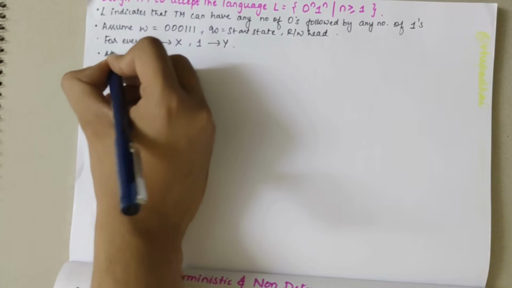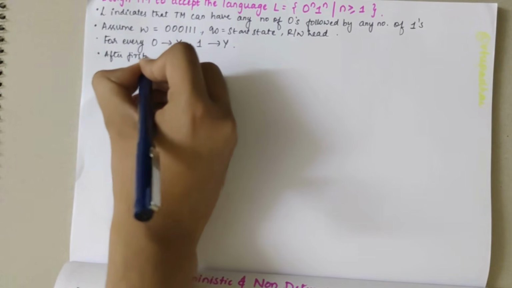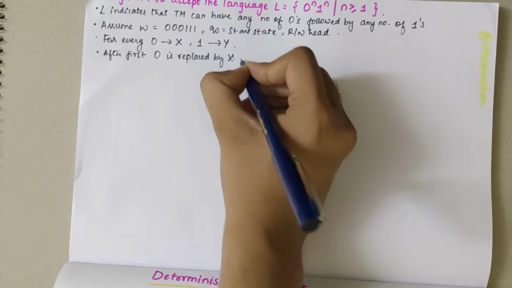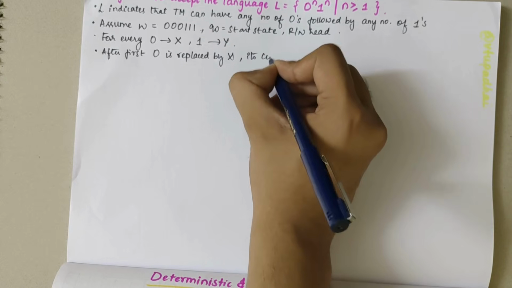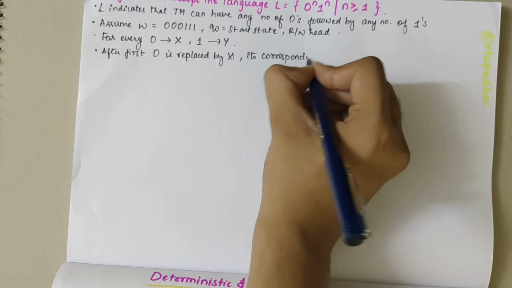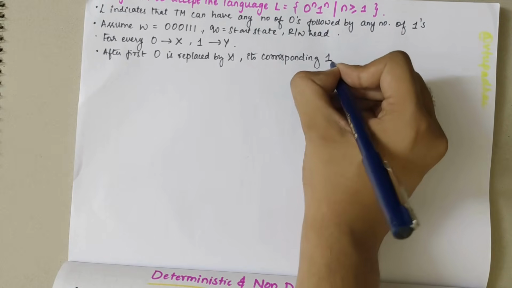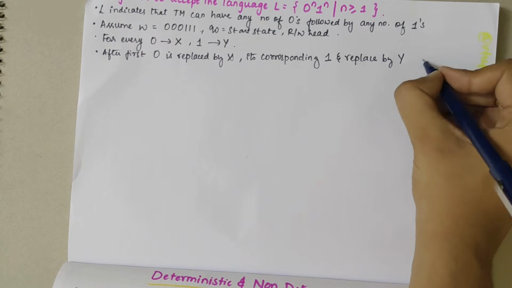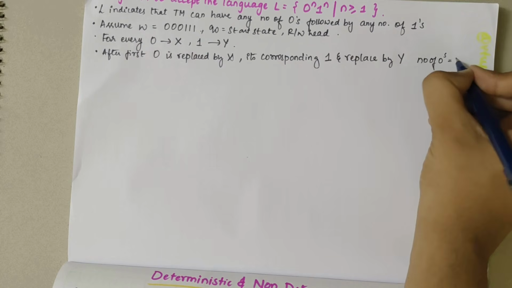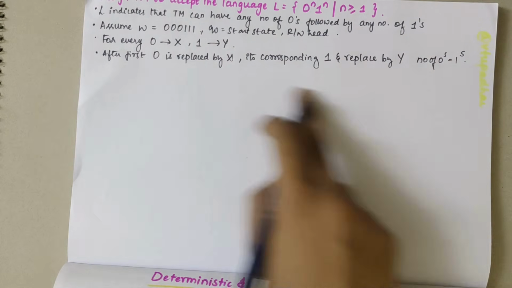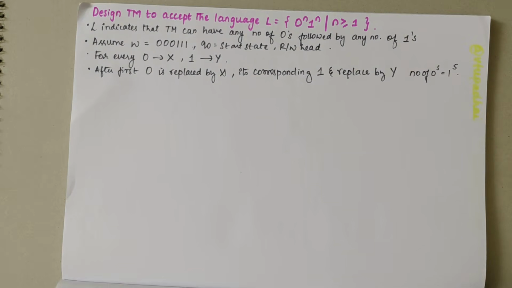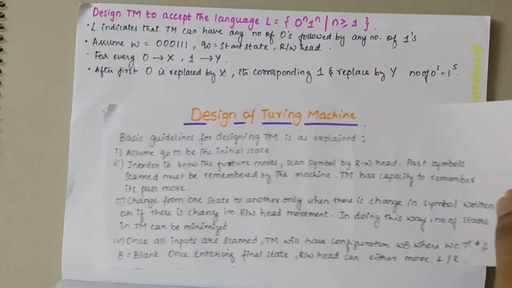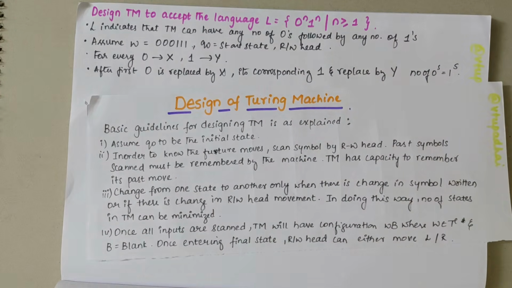So after the first 0 is replaced by x, we need to find its corresponding 1 and replace it by y, as the number of zeros should be equal to the number of ones. So we need to repeat the same procedure for the second 0 and the third 0 in the w. So let's look into the steps which need to be considered for designing the Turing machine.